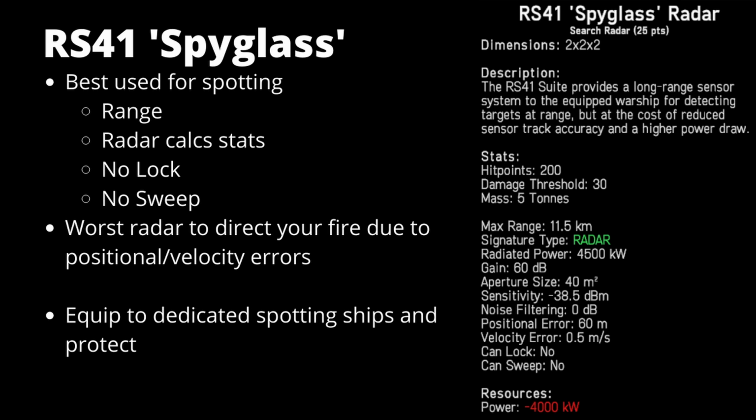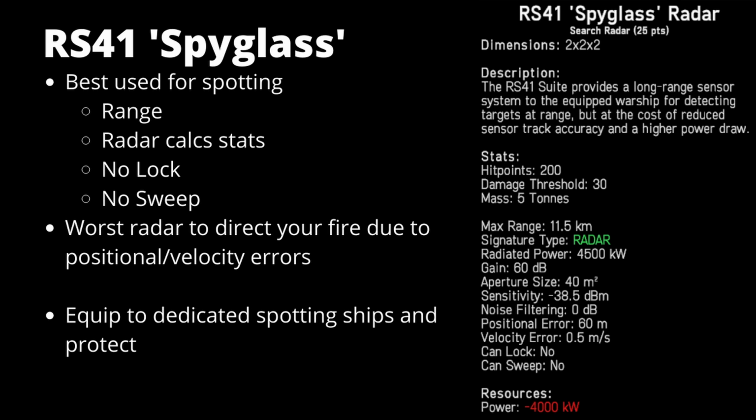The major downside of this radar is the fact that it has the worst positional and velocity errors of the other radars. So you don't really want to be using it to direct your fire in terms of long range, as that positional error is going to cause a lot of your shots to miss. However, if you are able to get close and you only have the spyglass radar left, then you'll eventually be able to hit something as you close that gap.